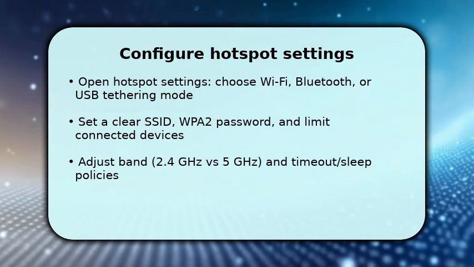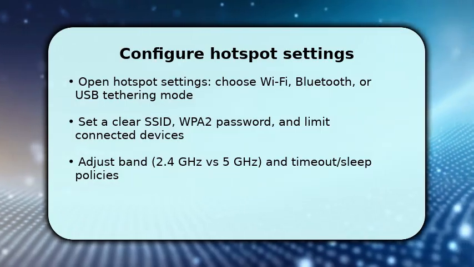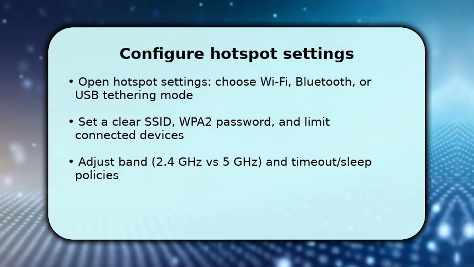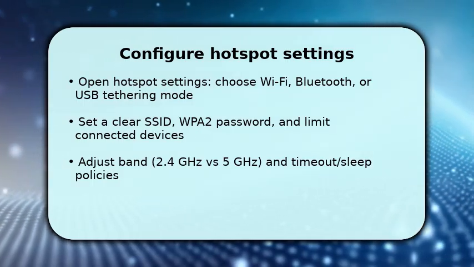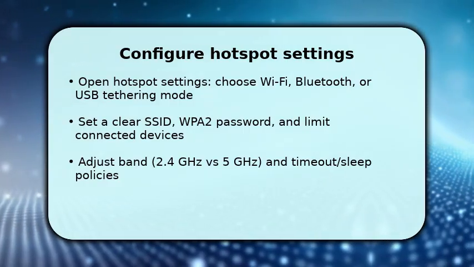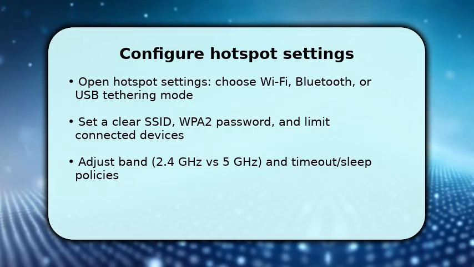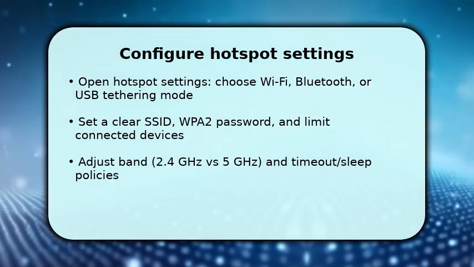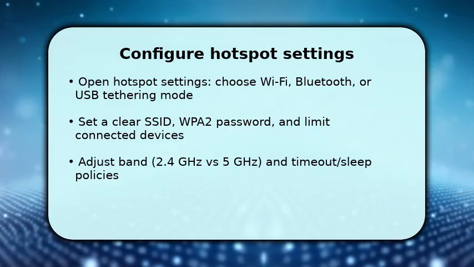You now configure the hotspot itself. Go to Tethering or Portable Hotspot settings and select Wi-Fi tethering for broad compatibility. Make sure to set a recognizable SSID and a strong WPA2 password so strangers cannot join. Then limit the number of allowed devices to conserve data and battery. If your device supports 5 GHz, use it for faster local speeds or pick 4 GHz for range.